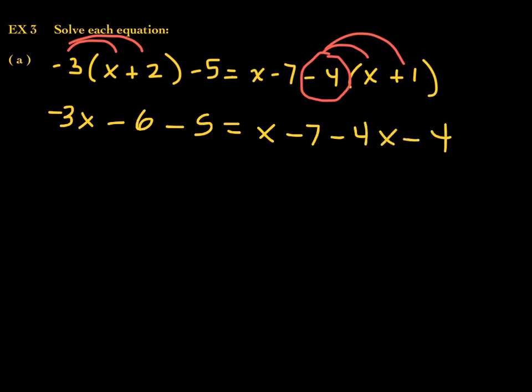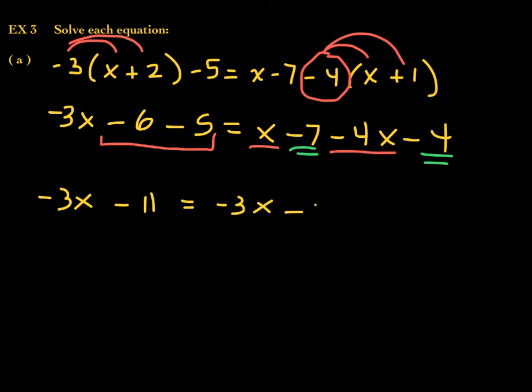Now let's combine like terms on both sides of this equation. On the left-hand side, you have a pair of constant terms that you can combine. On the right, you have that variable term and this variable term that you can combine. And then you also have negative 7 and negative 4 that you can combine. So there's a lot of combining going on. On the left, it's negative 3x minus 11. And on the right, it's negative 3x minus 11.